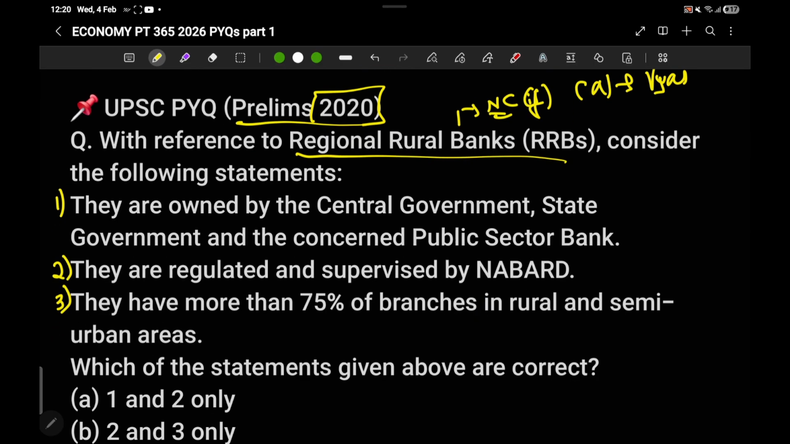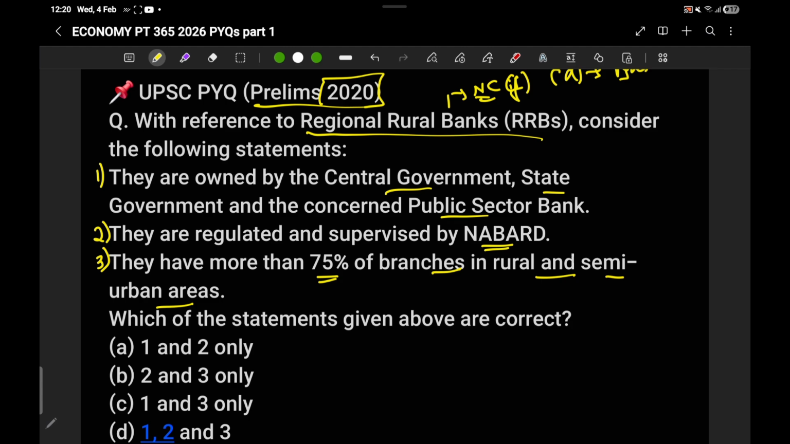First question is asking that they are owned by central government, state government, and concerned public sector bank. They are regulated and supervised by NABARD. They have more than 75% of branches in rural and semi-urban areas. Take a pause.